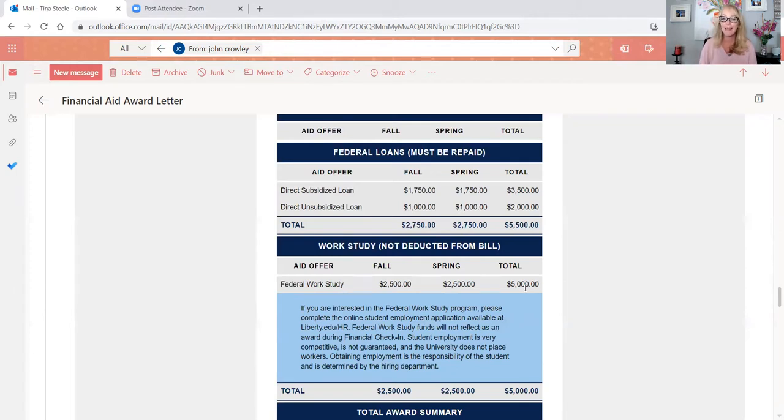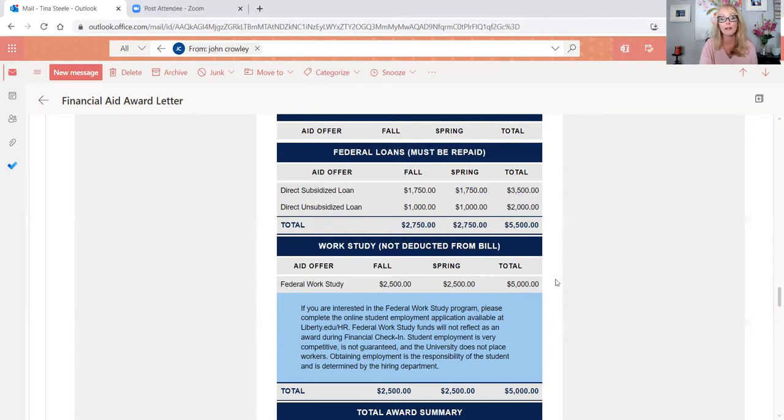But keep in mind, they have to earn all of that in order for you as a family to say, okay, my son or daughter is going to work this job and put it all towards their tuition. They have to make sure they're earning that total amount of money for the semester. Work study jobs are flexible. Students can pick and choose their own hours. And what most students do with work study funds is use that money as a paycheck for incidentals when they're living on campus.